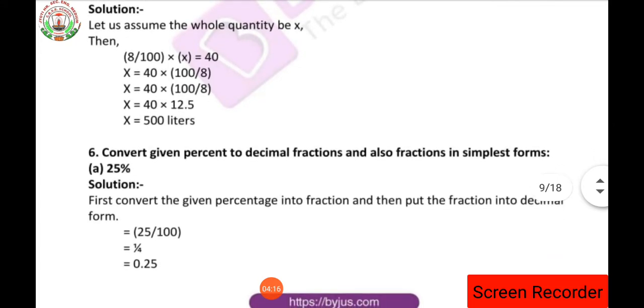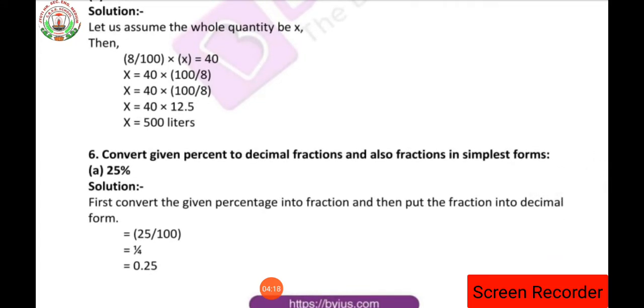Clear students? So next question we are having is the 6th. Convert the given percent to a decimal fraction and also write the fraction in simplest form. So here we are having the numbers in the form of a percent, and we have to convert that percent into a decimal fraction, and after converting it into the decimal fraction we have to find out its simplest form.